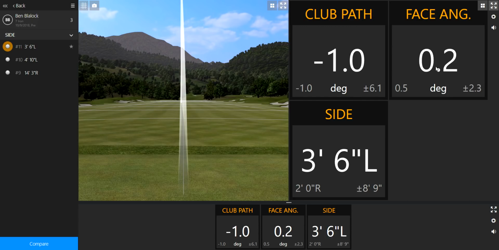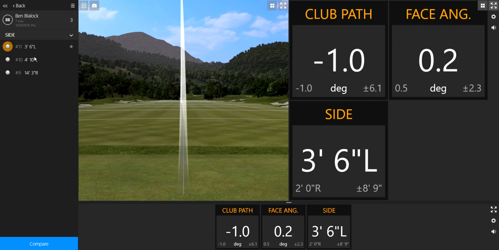Our next number here is face angle, 0.2 degrees positive, which would indicate a slight right aim of the club face, but 0.2 of 1 degree, that's a very small amount. And the final outcome of the shot is that it finishes 3.5 feet offline to the left. So in this example, we have a club path number of 1 degree, a face angle number of 0.2 of a degree, both very, very small variables when looking at ball control.